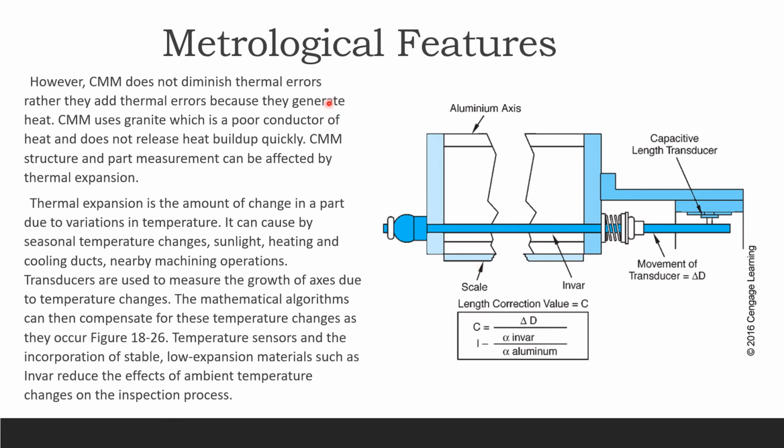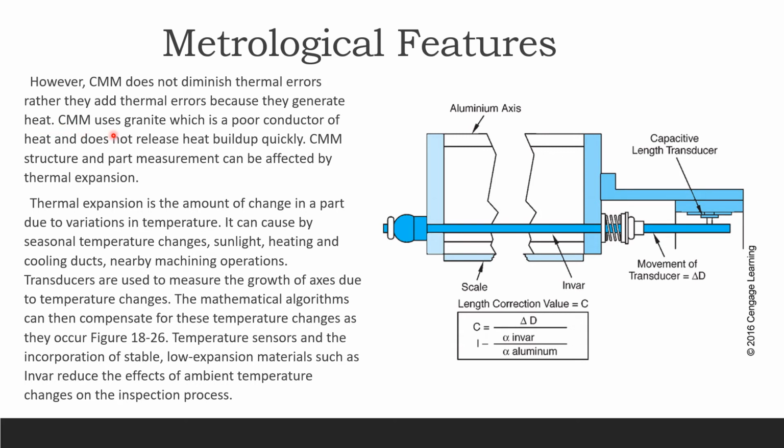Continue with our metrological features. CMM does not diminish the thermal errors because they are machines. So when we use them, we will definitely have a temperature of some sort. Every time you have a temperature of some sort, you have your thermal errors. Again, every time we think about thermal errors, they're a machine. When we run the machine, we run with electricity, so therefore, they generate heat.